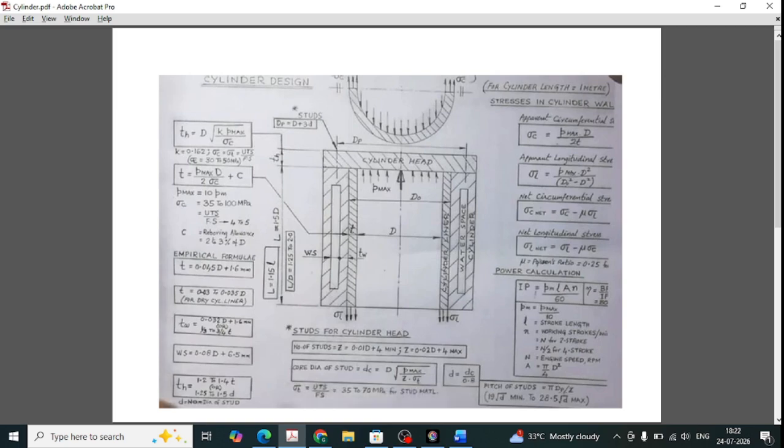That could be calculated as d plus 3 into small d, I mean bore diameter plus 3 into the nominal diameter of the stud. And for the pitch, the minimum could be 19 square root of d and the maximum 28.5 into square root of d. If the calculated pitch lies between this minimum value of the pitch and the maximum value of the pitch, then the number of studs calculated in this question is correct.